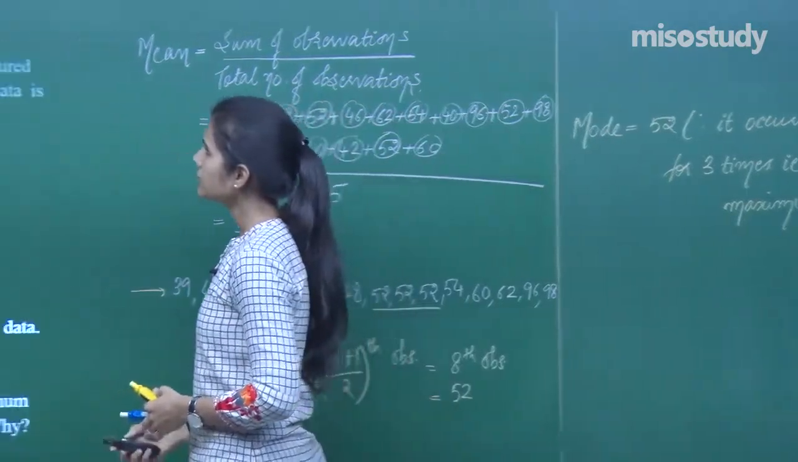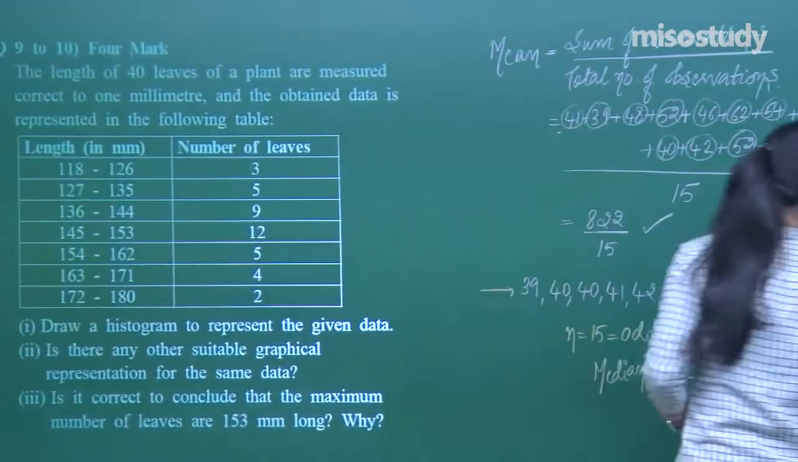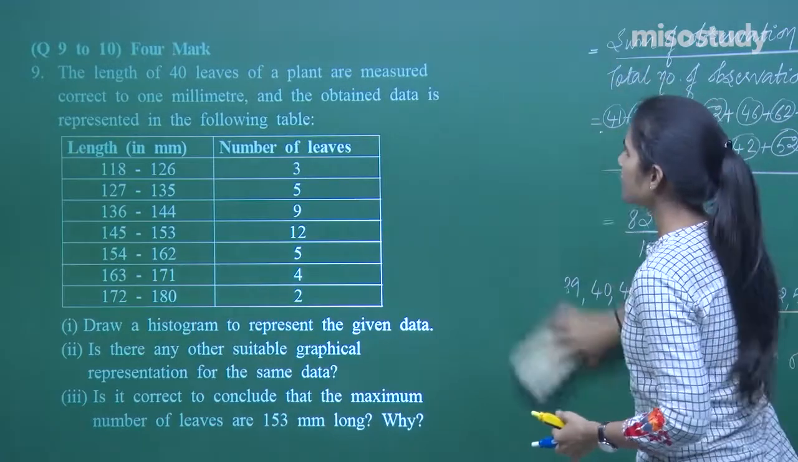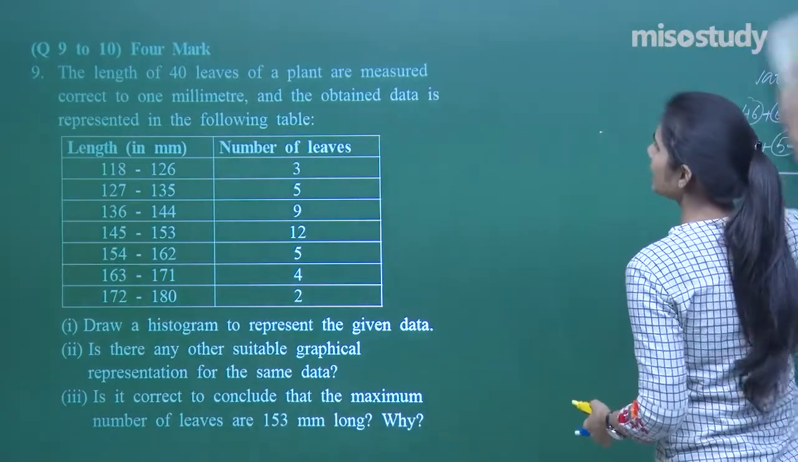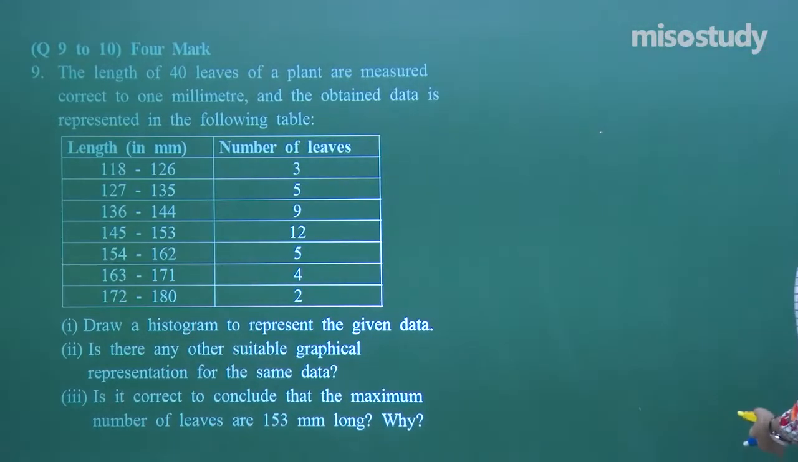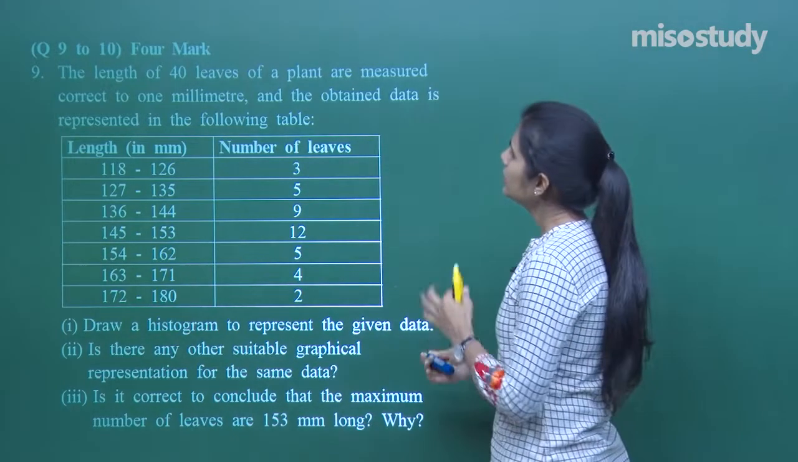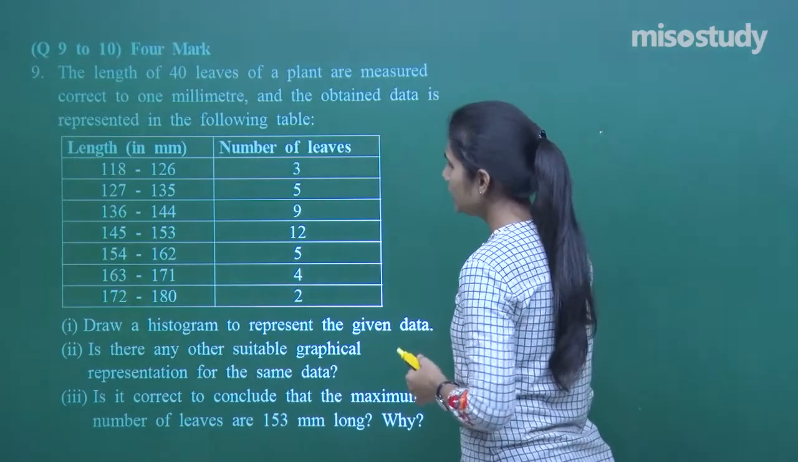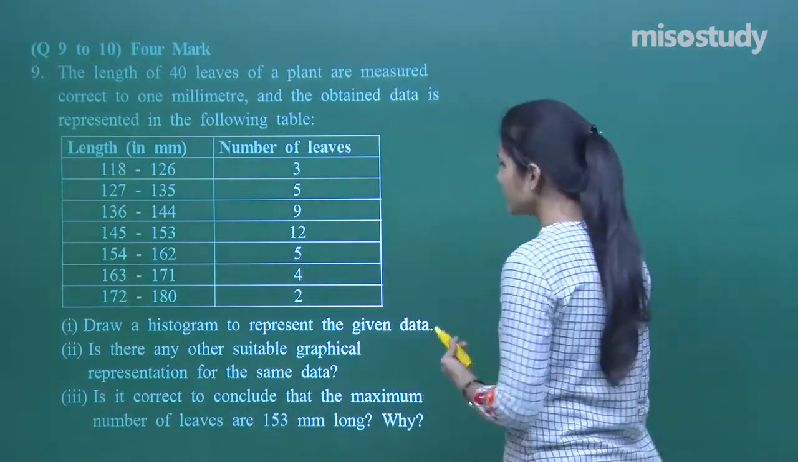Moving to the next question, it says that the lengths of 40 leaves of a plant are measured correct to 1 millimeter and the obtained data is represented in the following table. I have to draw a histogram to represent the given data.